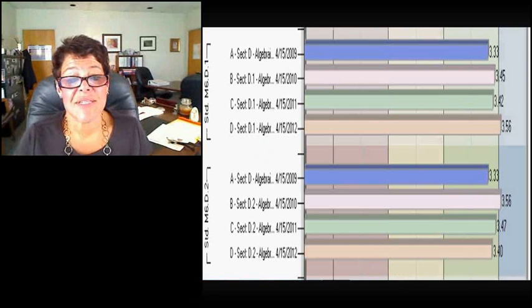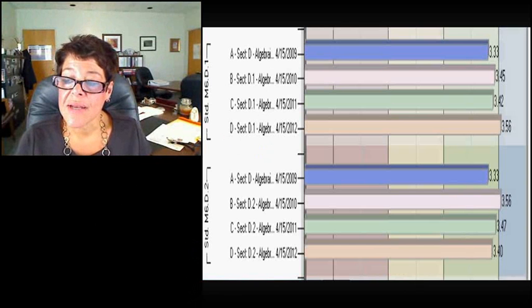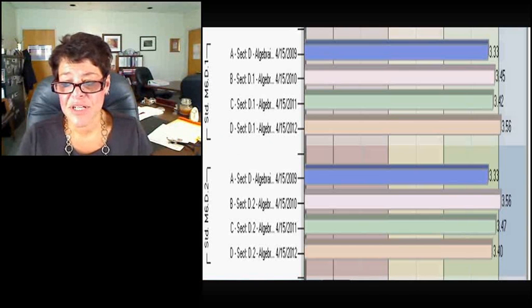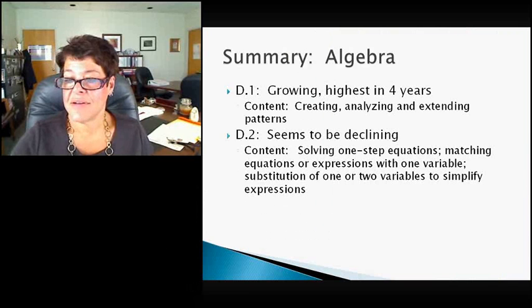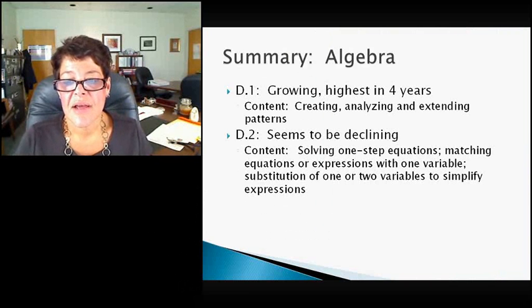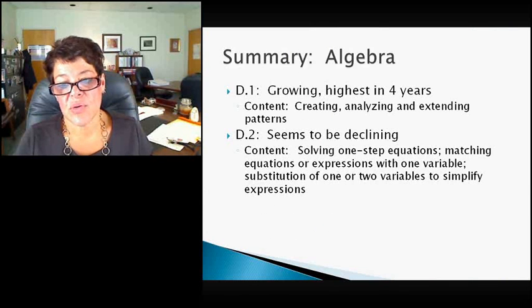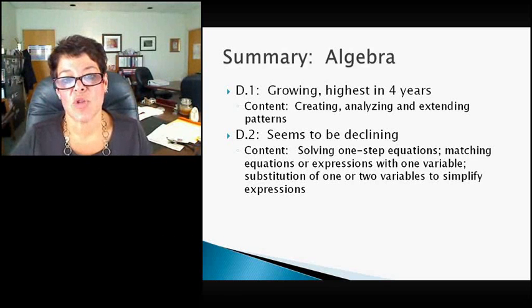When we look at algebra, we see some really good news. In anchor D.1, you can see growth, and it's pretty steady growth over 4 years. And then D.2, interestingly, is kind of the opposite. So the content that those 2 anchors target are creating, analyzing, and extending patterns. Again, that anchor is growing, and it's the highest in 4 years. And then conversely, anchor D.2, this is really the big one: solving one-step equations, matching equations or expressions with one variable, substitutions of 1 or 2 variables to simplify expressions. And this one is the one that has really some long-term benefits for our students, particularly as they go into Algebra 1. So that's an anchor that we really need to pay attention to.